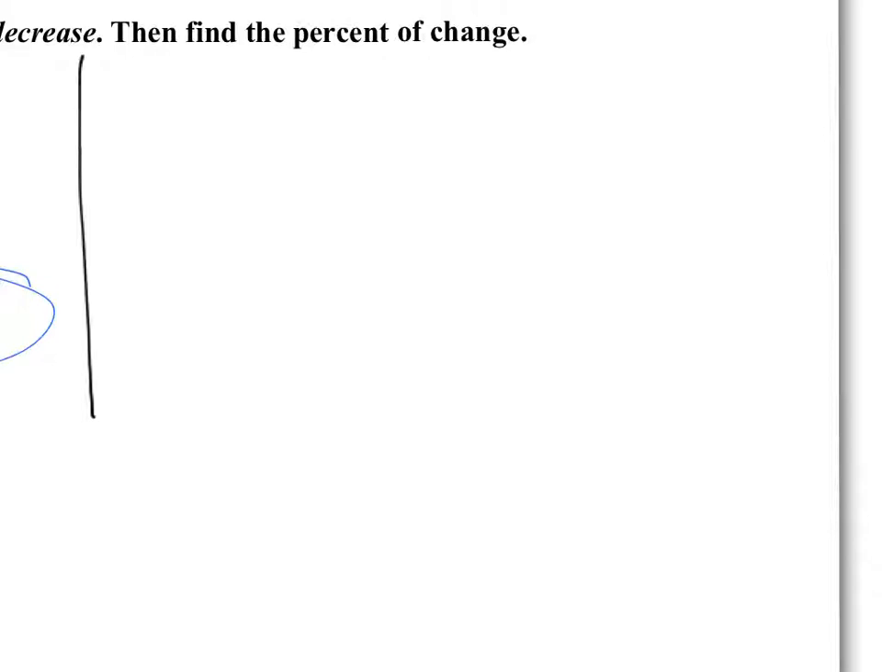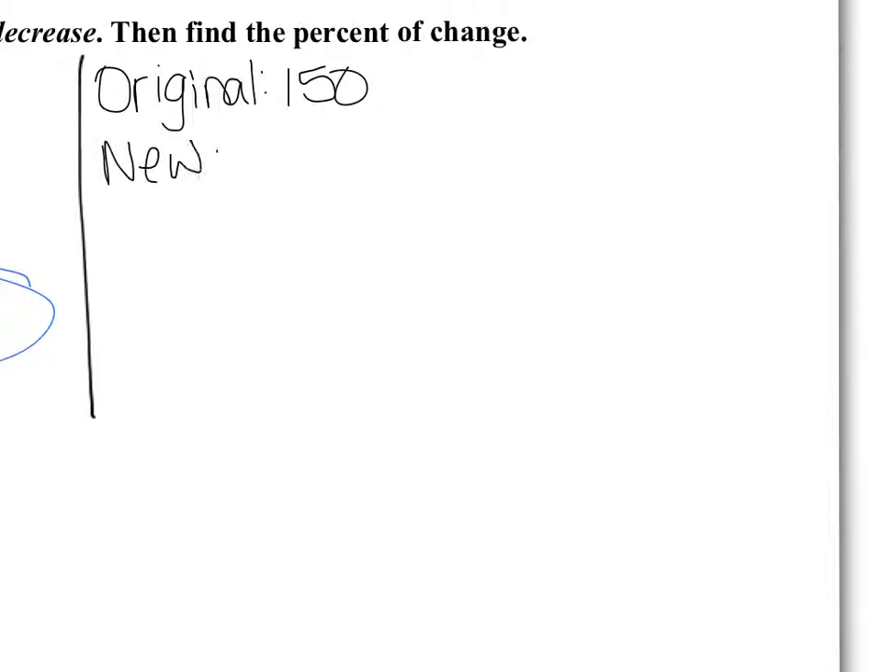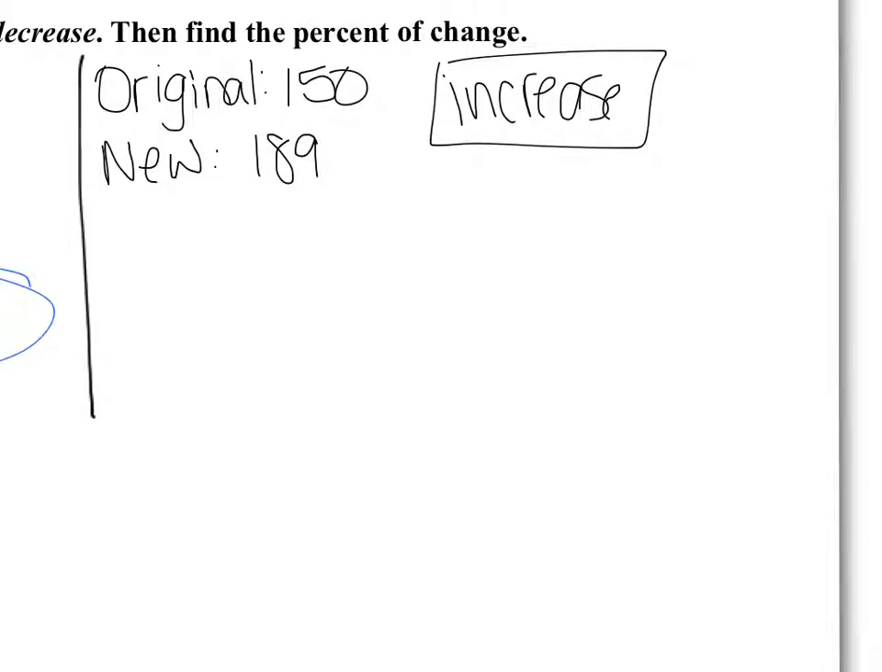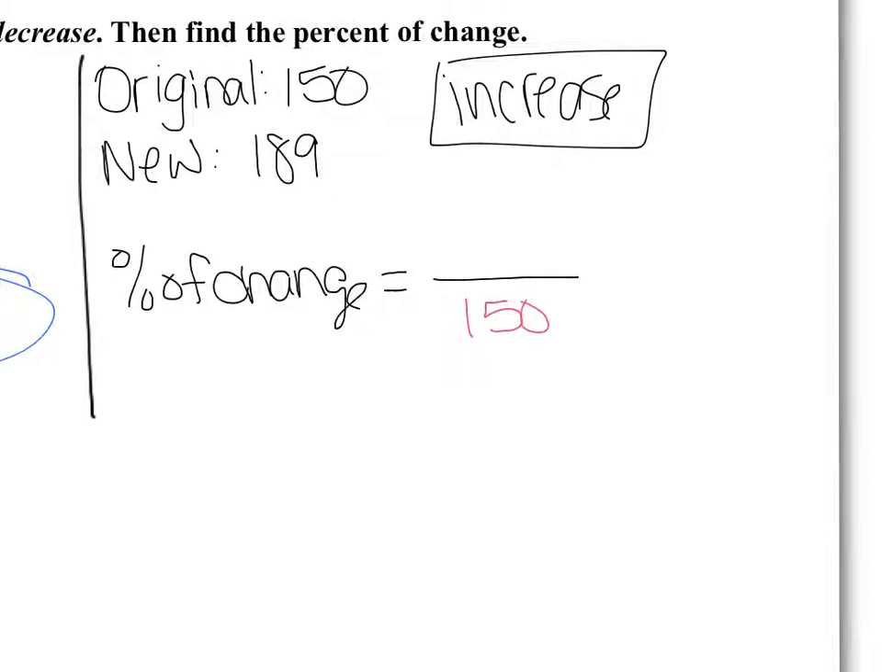Okay, what about this time if I have an original of 150 and a new of 189. First thing, from 150 to 189, is that an increase or a decrease? Hopefully you can identify that as an increase. It's getting larger. To find the percent of change, remember we're going to put the amount of change over the original. So I'm going to go ahead and fill in my original, that way I don't get it messed up.